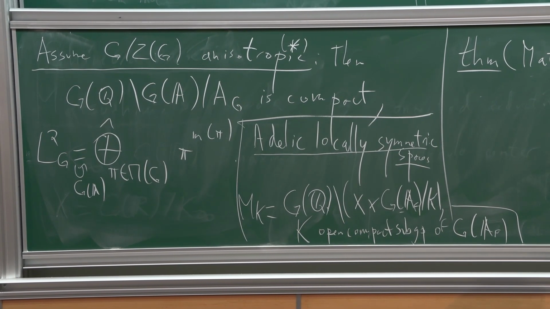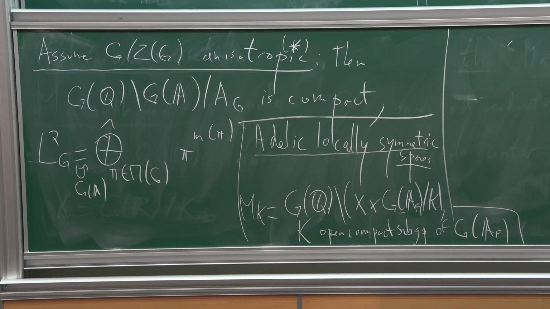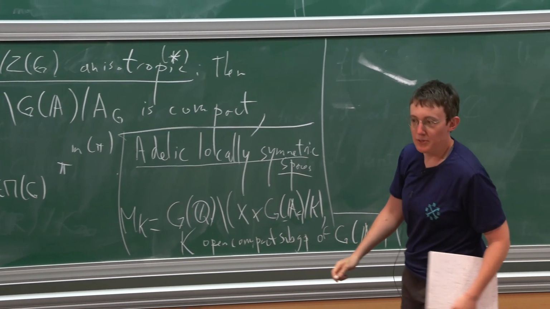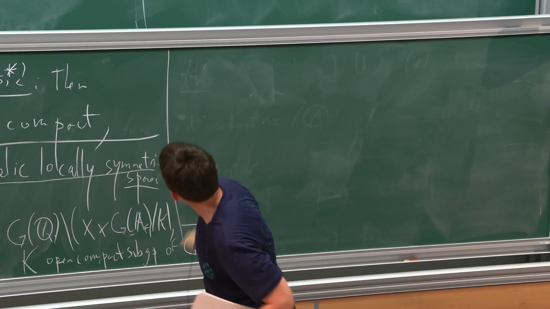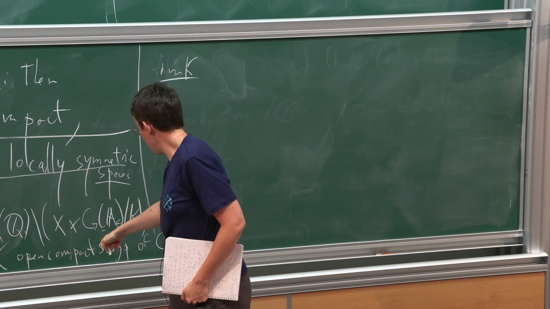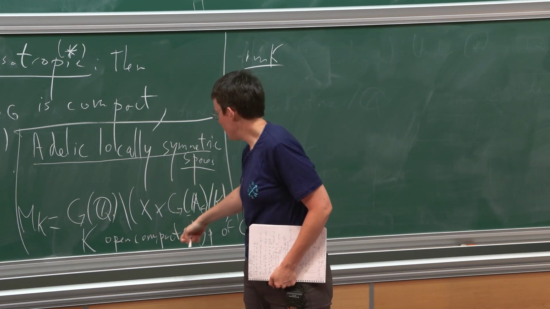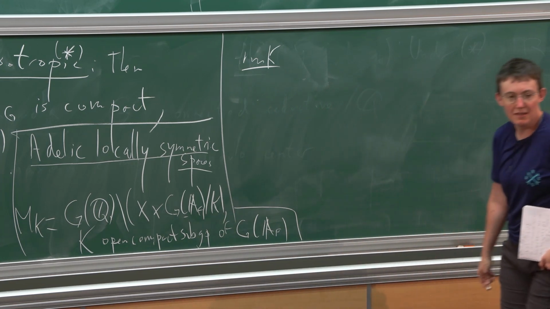Okay, well, I have to erase my theorem because I really have more to say about M_K. Damn it. Okay, so this looks like a different beast if you have never seen this before, but actually it's basically the same object. So I put the parentheses like that to indicate that here, K acts by right translation on G of A_F. Here, G of Q acts on both factors just by left multiplication. So it acts diagonally.